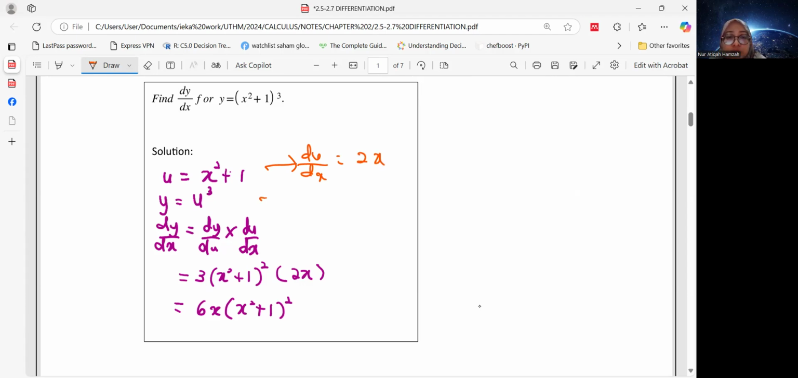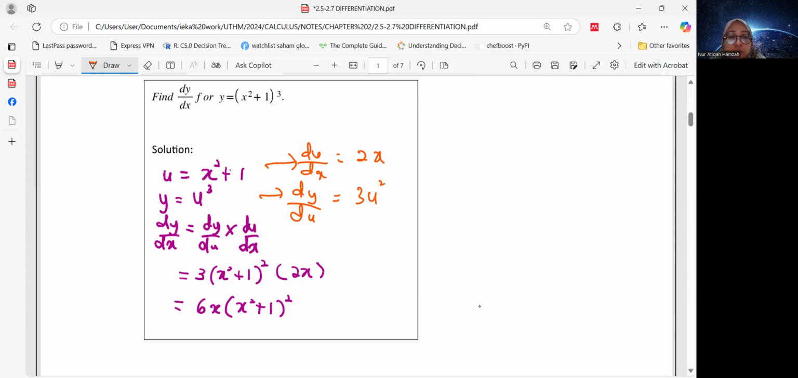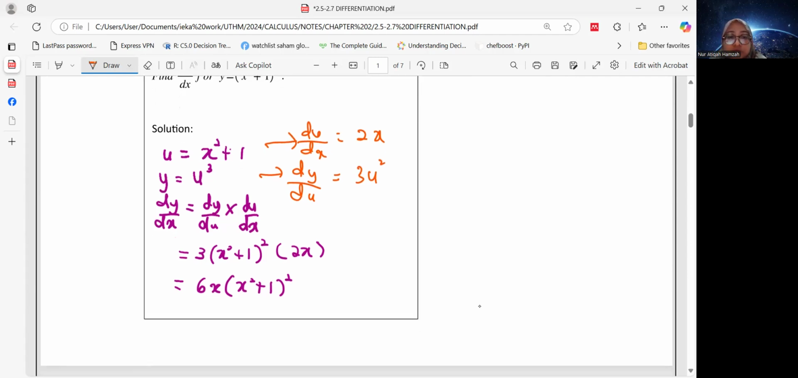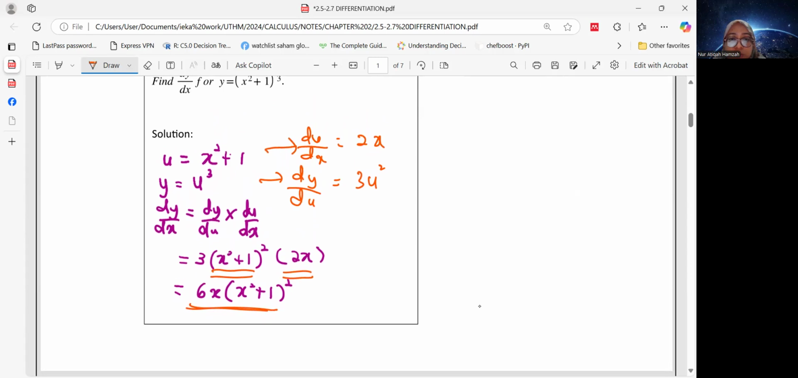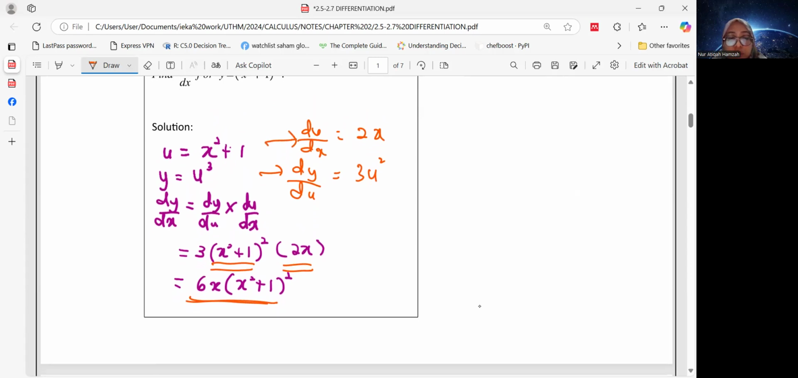So dy/du is 3u to the power of 2. You just replace u with x squared plus 1, and then du/dx we got 2x. So this is the result of the differentiation process using the chain rule.